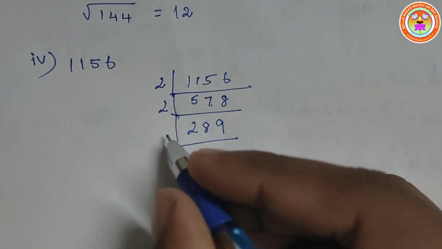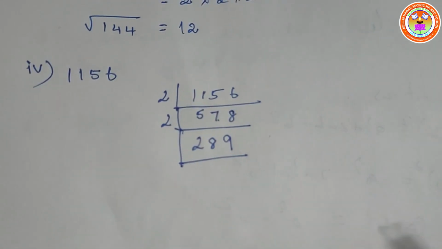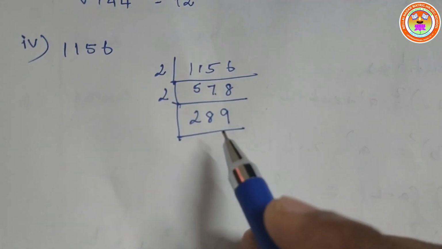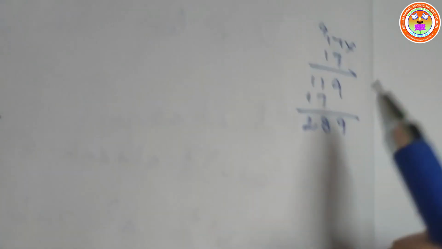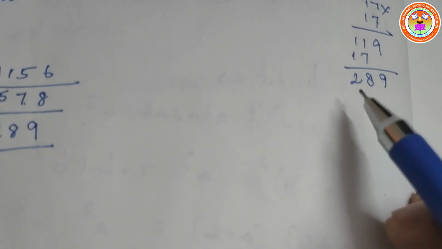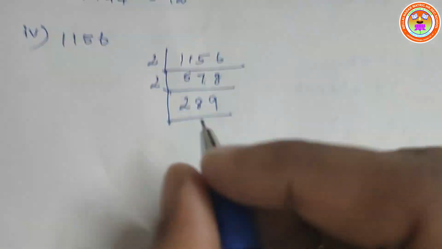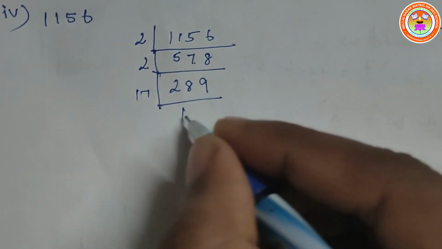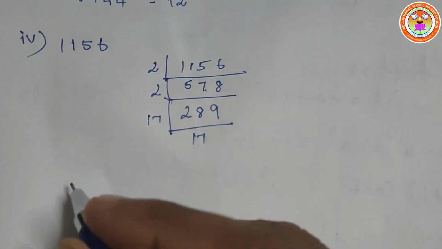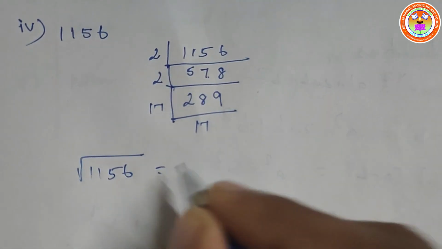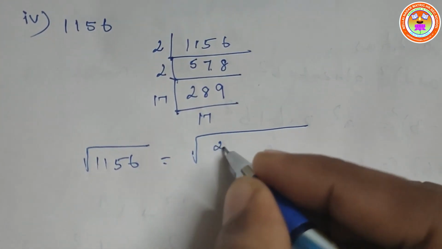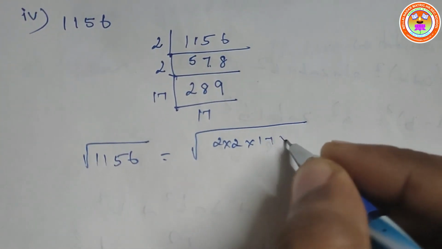Again you do it in the... 289 is the square of 17. 17 into 17 is 289. So we will put 17 into 17. So they asked us to find the square root of 1156, which is equal to square root of 2 into 2 into 17 into 17.